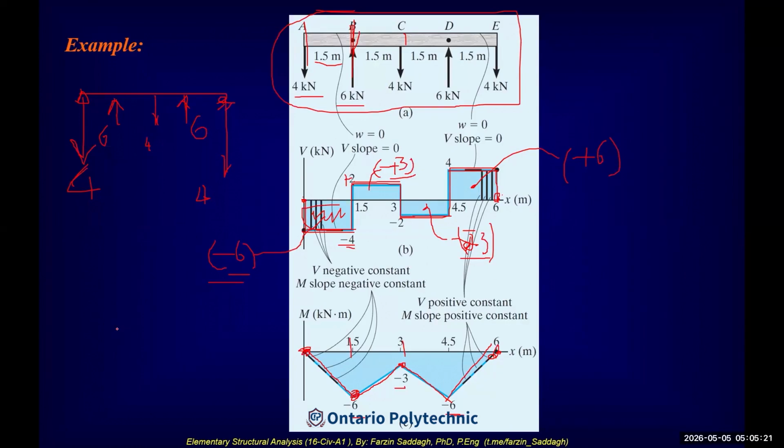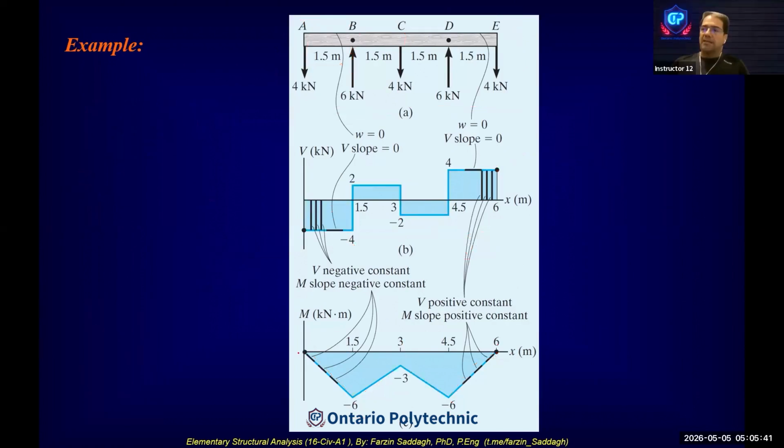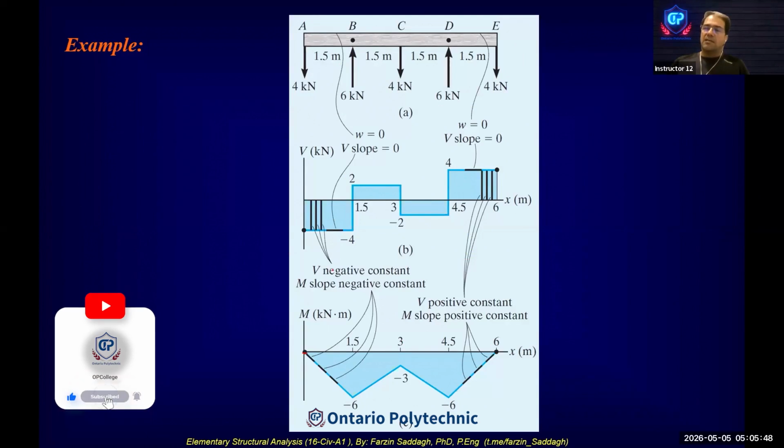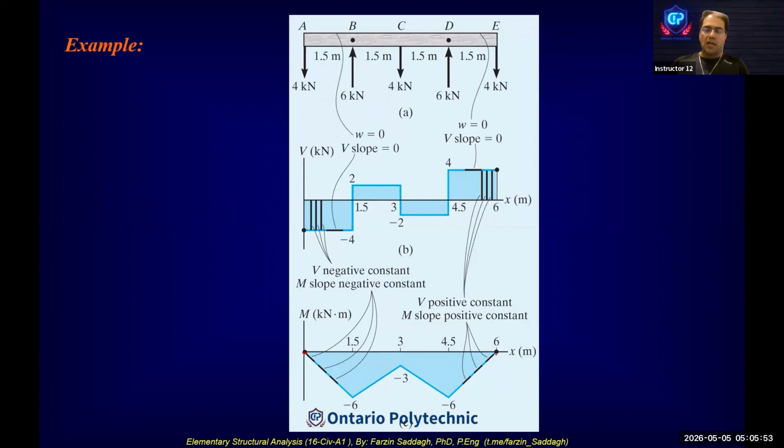We started the moment diagram at point 0. The reason is that on the V diagram, the slope is 0 at the left end, at the beginning. Always in the x direction, we start at this point. Why is it 0? Always you start from 0, and at the end you should have 0. If you don't have 0, you have something wrong with the calculations.